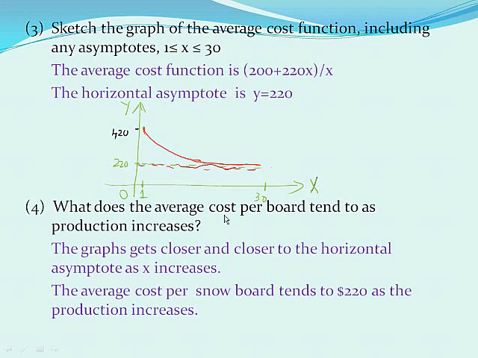What does the average cost per board tend to as production increases? As you can see, the graph gets closer and closer to the horizontal asymptote as x increases. The average cost per snowboard tends to $220 as the production increases.